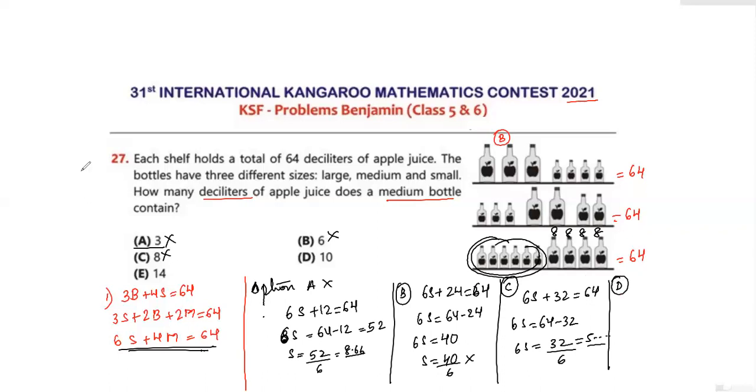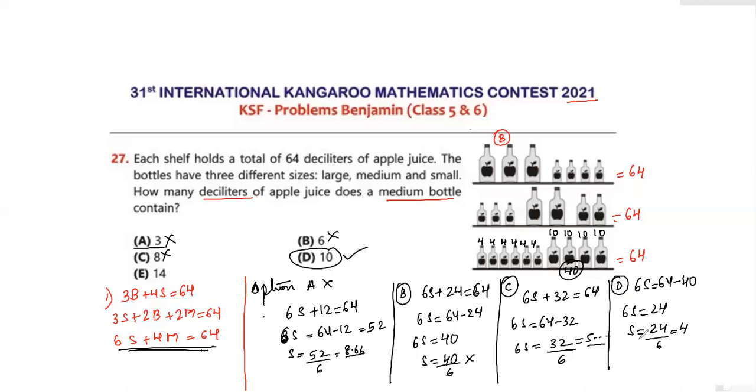Now I check for option D. You can clear this. So suppose the medium bottles are 10, 10, 10 each, so they total up to 40. So these 6 small bottles will be equal to 64 minus 40, which is 24. Therefore, small is equal to 24 over 6, which is 4. Each of them is 4. I'm getting a whole number. So all these add up: 24 and 40, I get 64. So 10 is my answer.